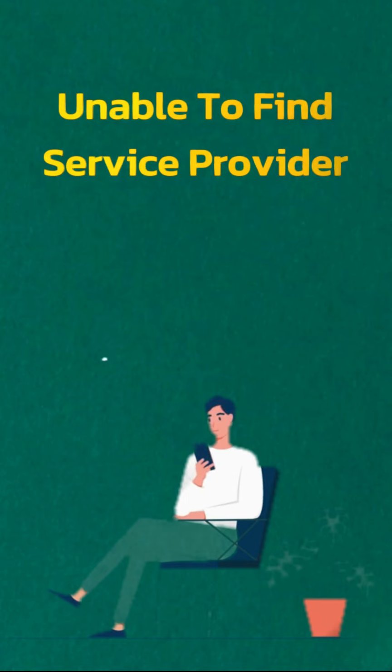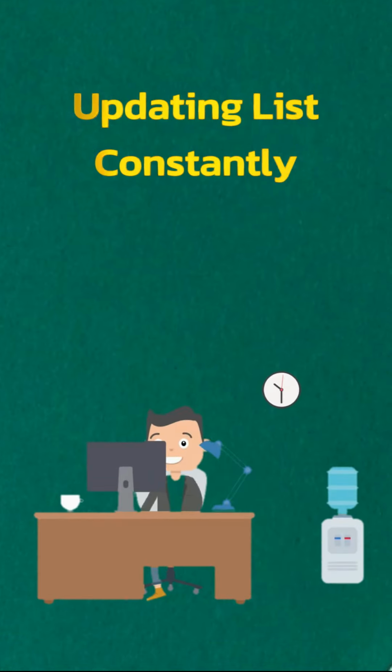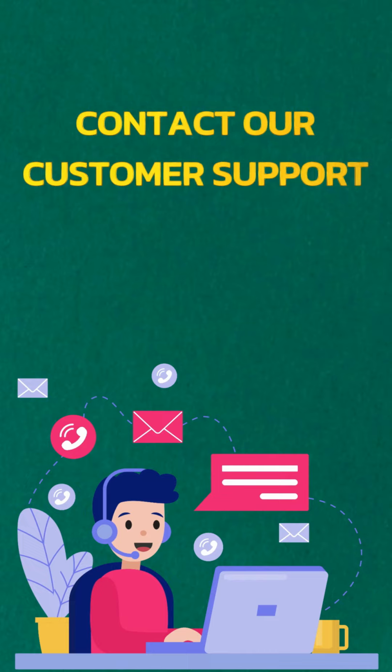If you are unable to find your electricity provider, it may not be listed on EG payment yet. We are constantly updating the available electricity providers. Please check the app regularly for updates. If you still have any query, contact our customer support.